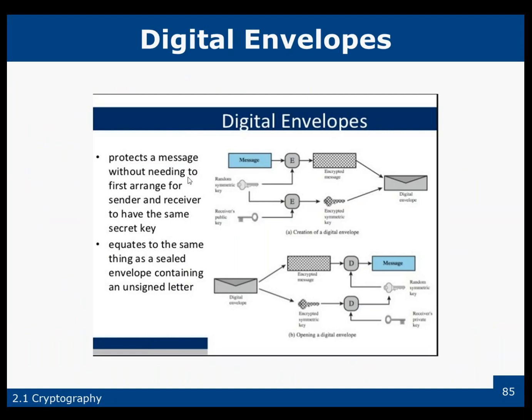And this is another picture of that. It protects a message without needing to first arrange for the sender and receiver to have the same secret key. The message and symmetric key are encrypted with the receiver's public key and sent along in the digital envelope. The encrypted message and the encrypted symmetric key go in the same envelope, the same email, sent along to the receiver. The receiver then uses their private key to decrypt the symmetric key, and then uses the symmetric key to decrypt the data.